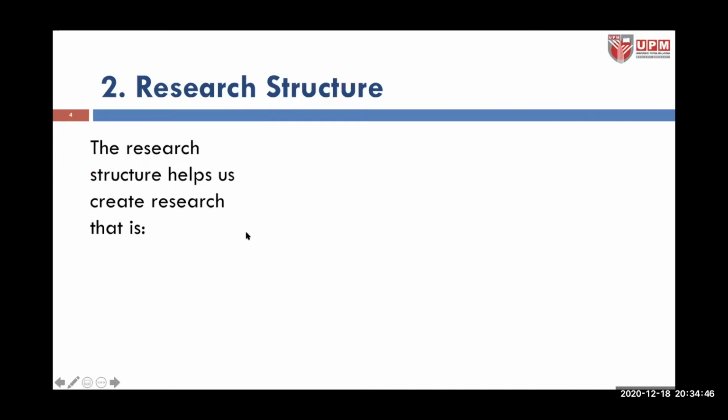Okay, in terms of the research structure, we have already looked into the beginning where we have the K chart, we have the system layers, and then we have the methodology on the result layers, and you also already looked into how to write the objective, and we also looked into problem statement. But mainly the research structure helps us to create research which is quantifiable, right? Meaning that the research that you are doing must be able to be quantified.